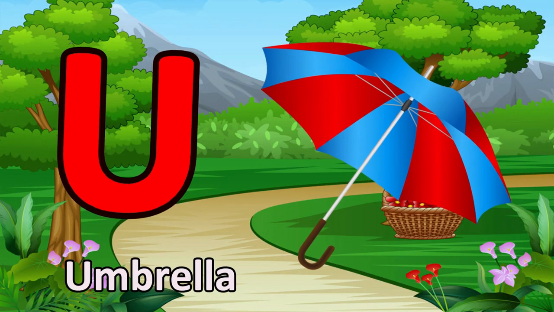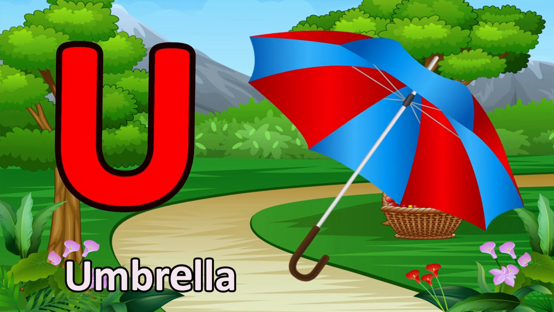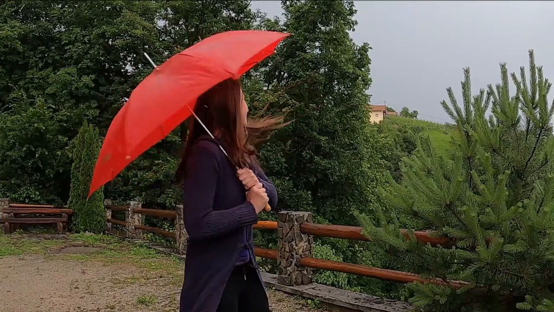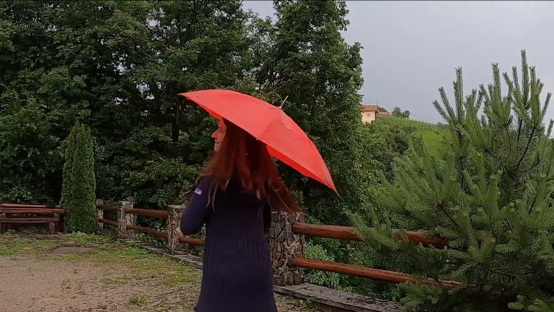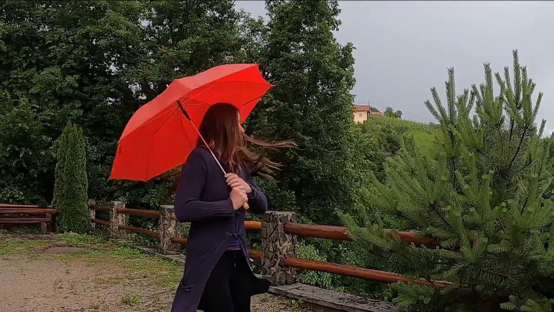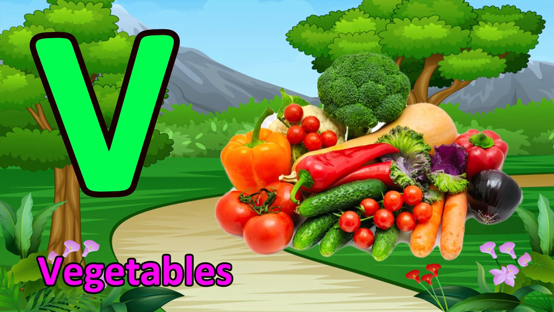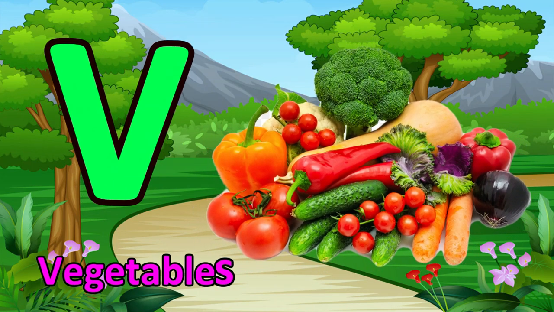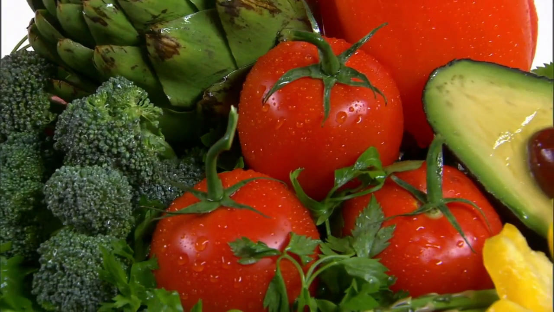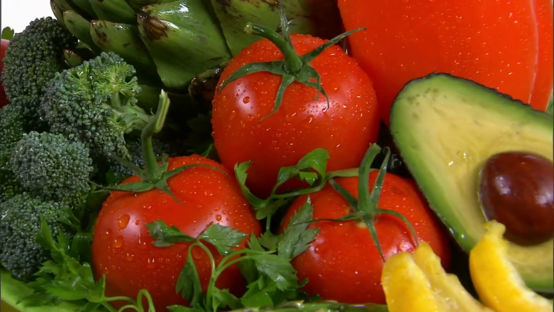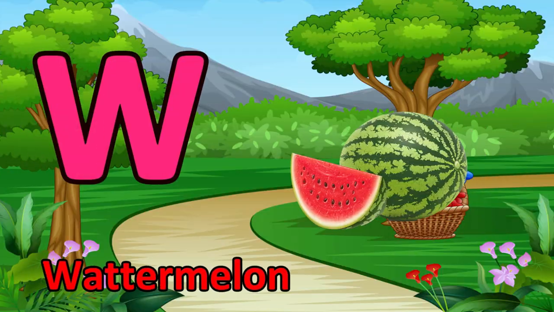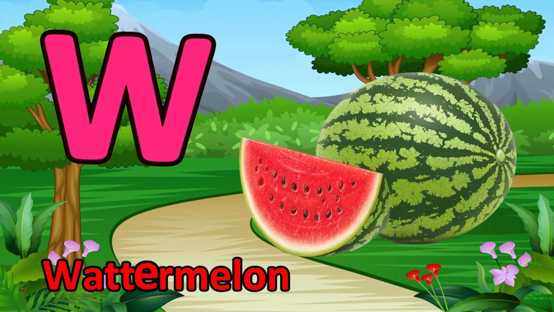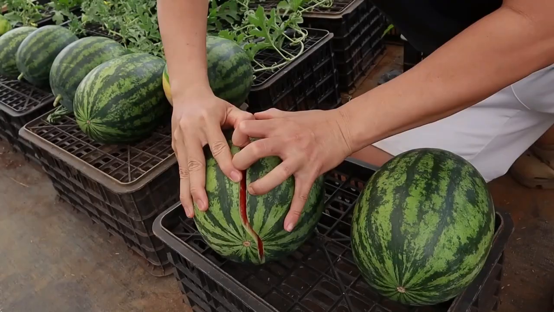U for umbrella. V for vegetables. W for watermelon.